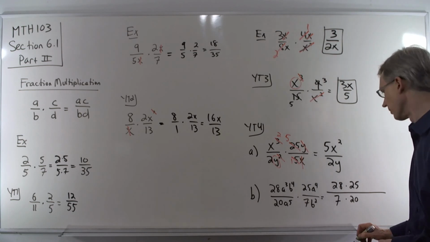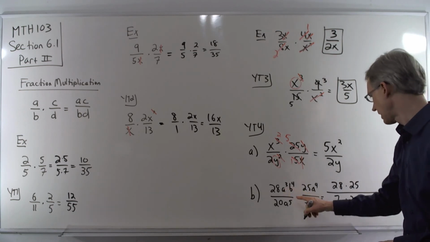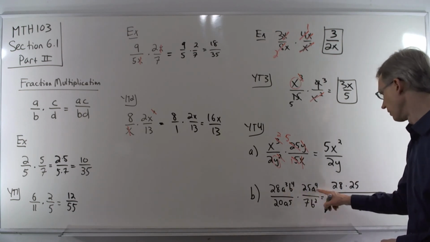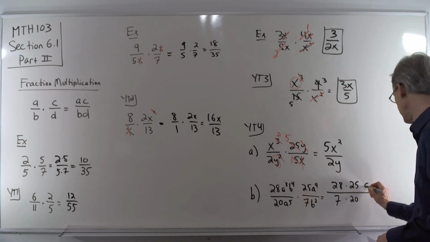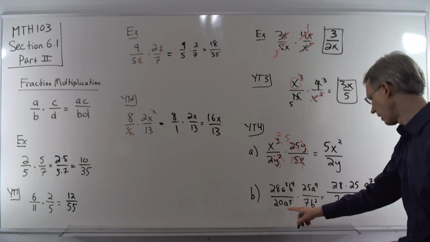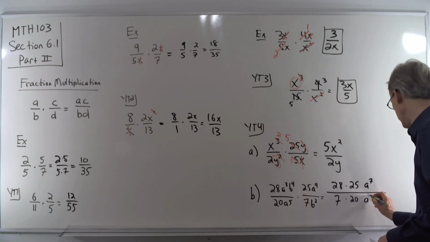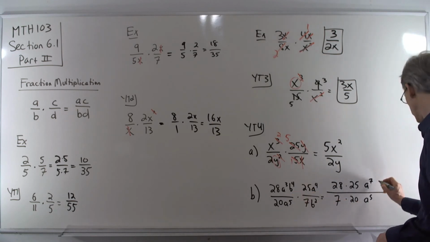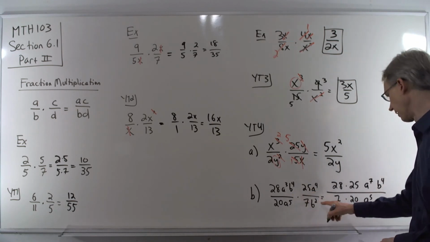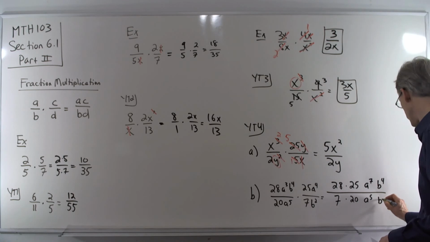Now we can do the variables. We got 3 a's on top and another 4 here, so there's 7 a's total on top, so that's a to the 7th. And on the bottom we have a to the 5th. So I'm going to write a to the 7th over a to the 5th there. And on top we have 4 b's, so b to the 4th power, and right below that, b squared.